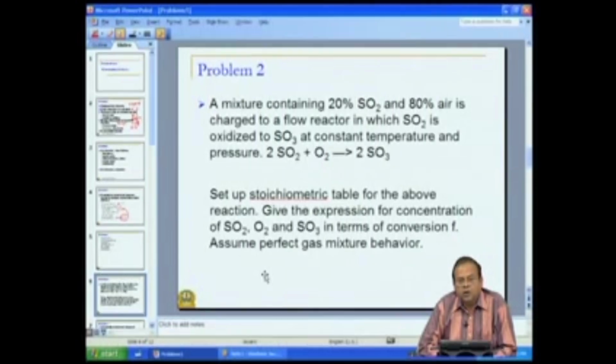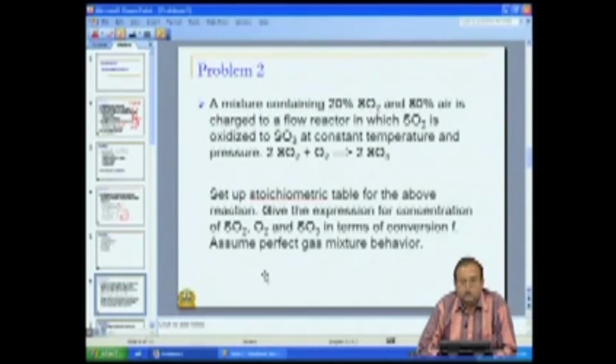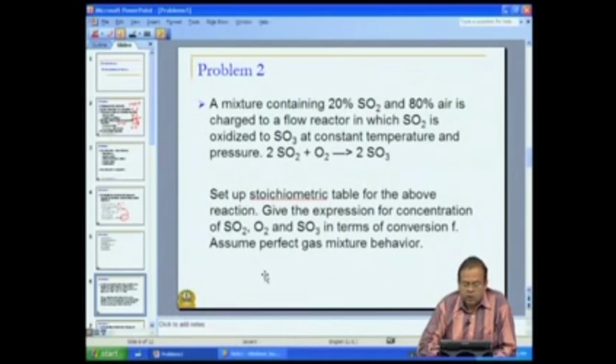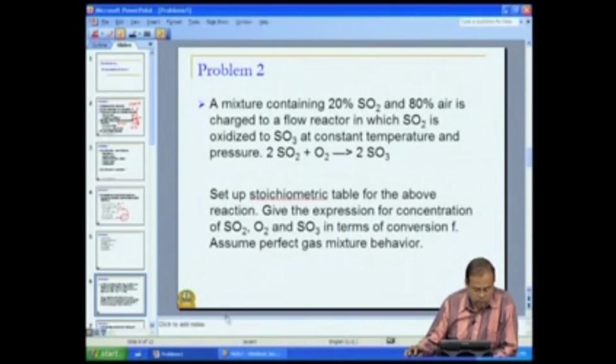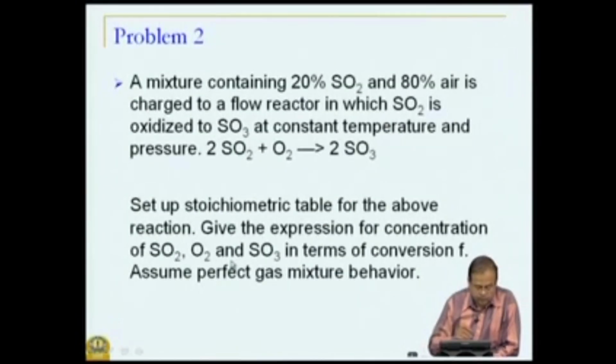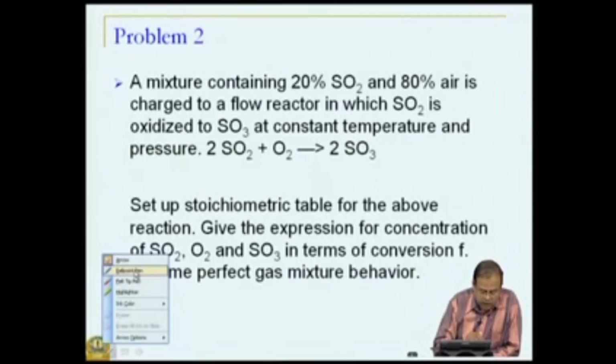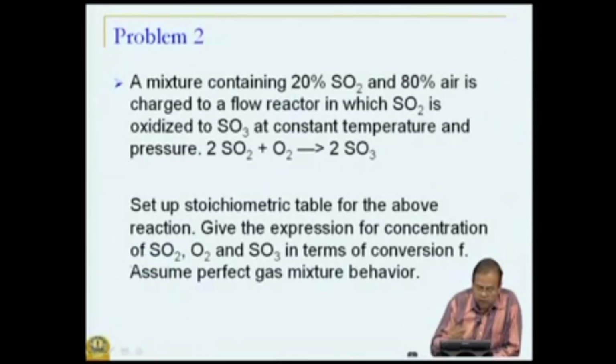sense, or it will be incorrect if we choose a wrong species, because what will happen if you choose a wrong species is that conversion either will go above 100% or may become a negative value. So, how do we find out which is the limiting species? And to do that, we have been given this particular information. So, what is the information that is available to us?